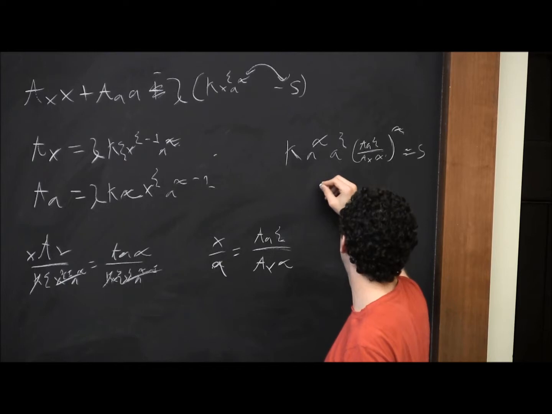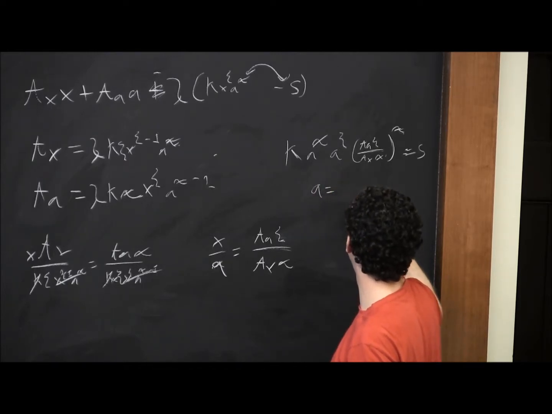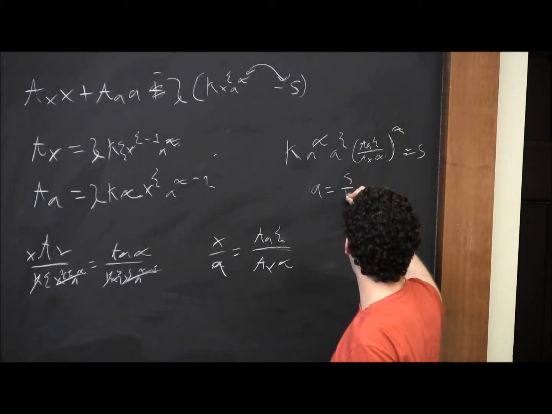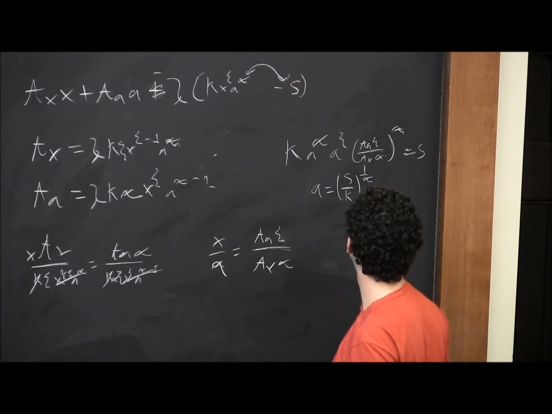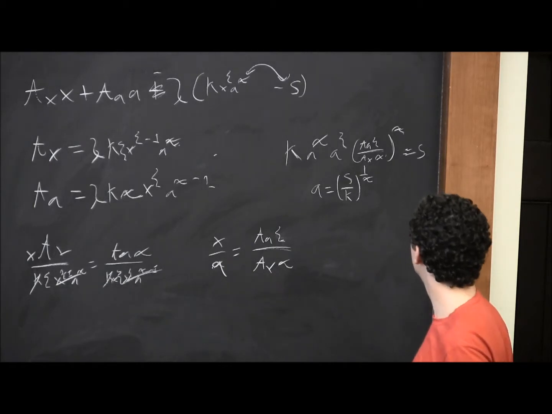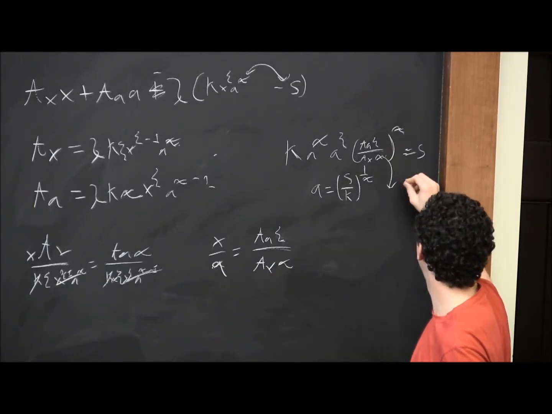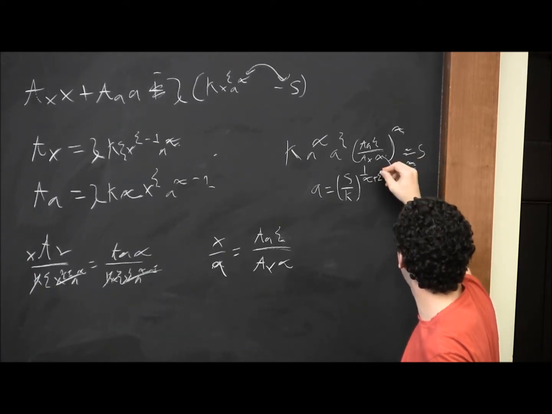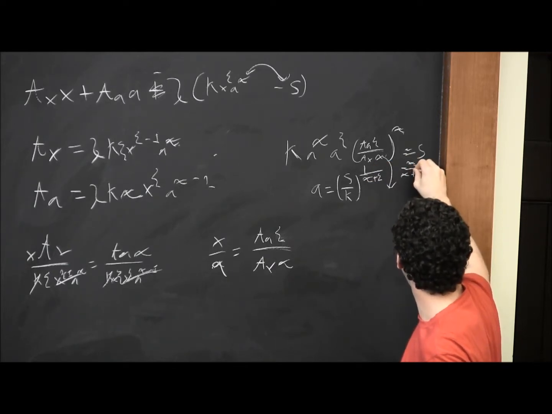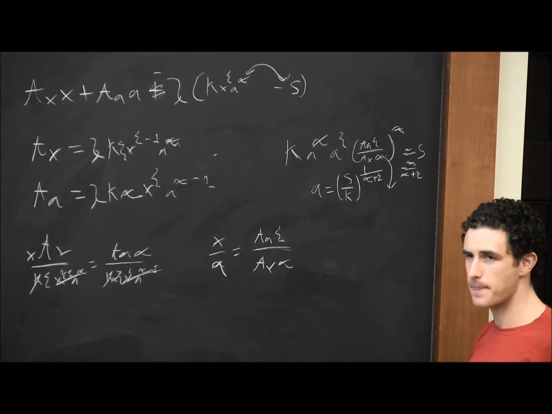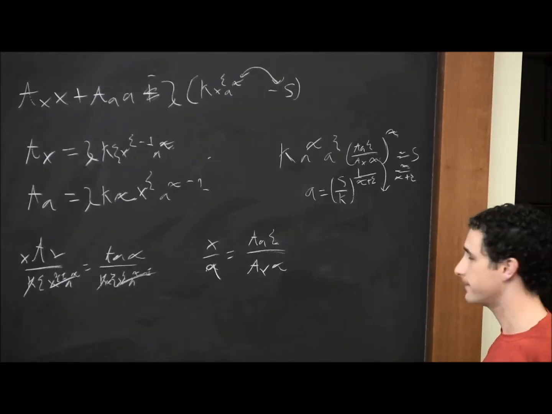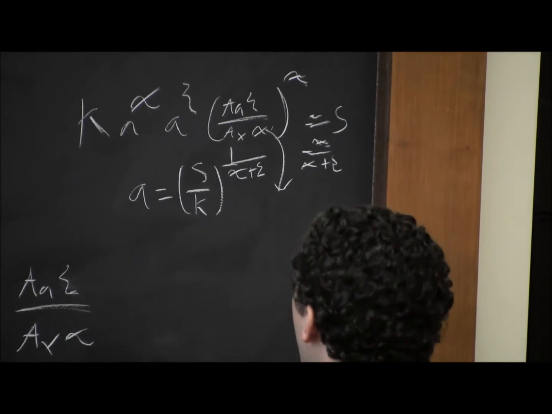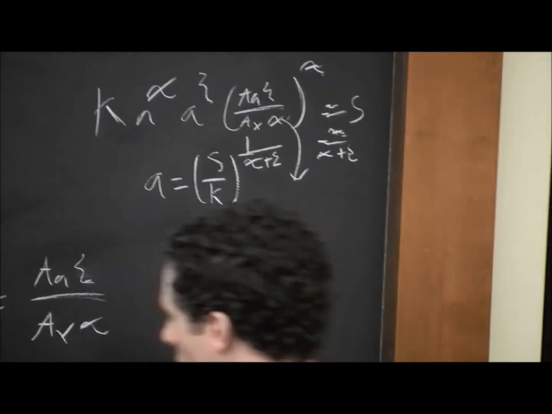And that gives us that A is equal to S over K to the 1 over alpha, times this guy to the power alpha over alpha plus psi. Is that K, A to the alpha, A to the psi? Yeah, okay. Because I substituted in the fact that x is equal to this guy times A. And then you can substitute that in and solve back out for x.